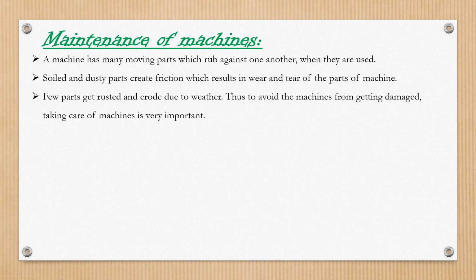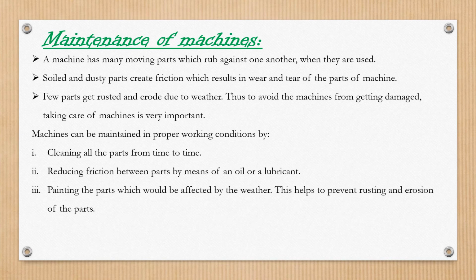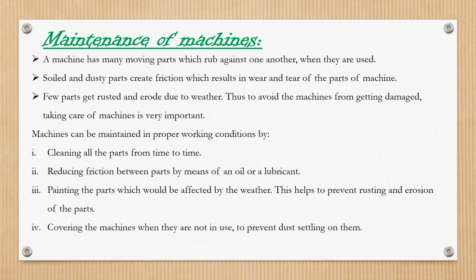Machines can be maintained in proper working condition by cleaning all the parts from time to time, then reducing friction between parts by means of an oil or a lubricant, then painting the parts which would be affected by the weather. This helps to prevent rusting and erosion of the parts. Also, cover the machines when they are not in use to prevent dust settling on them, and keep the machine always dry.